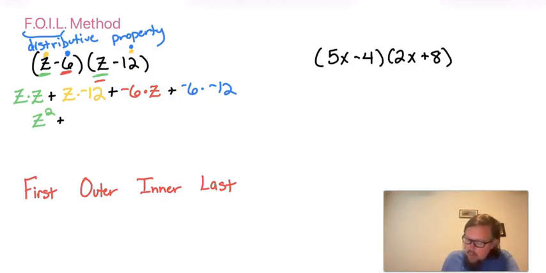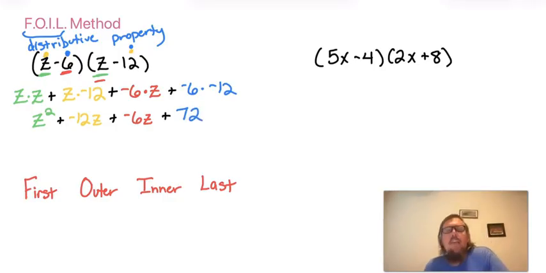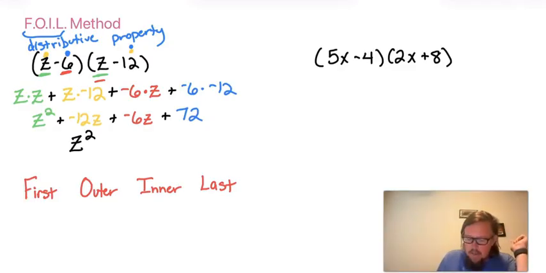plus z times negative 12 is negative 12z plus negative 6 times z is negative 6z plus, and then negative 6 times negative 12 is a positive 72. And then you would see if there's anything to combine. And as usual, the two terms in the middle can be combined. Negative 12 and negative 6 is negative 18. So our final answer is z squared minus 18z, or you could do plus negative 18z plus 72.